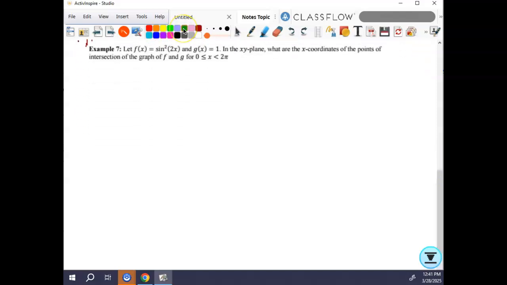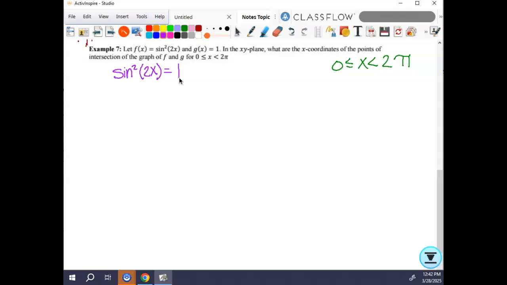All right, so once again, I've got 0 to 2 pi, so I'm going to write that down first because we don't want to forget to deal with it. Then we've got f of x is sine squared of 2x, and g of x is 1. In the xy plane, what are the x coordinates of the points of intersection for f and g? What do I do to set something up? Put them equal to each other. Good. So I'm going to have sine squared of 2x equals 1.